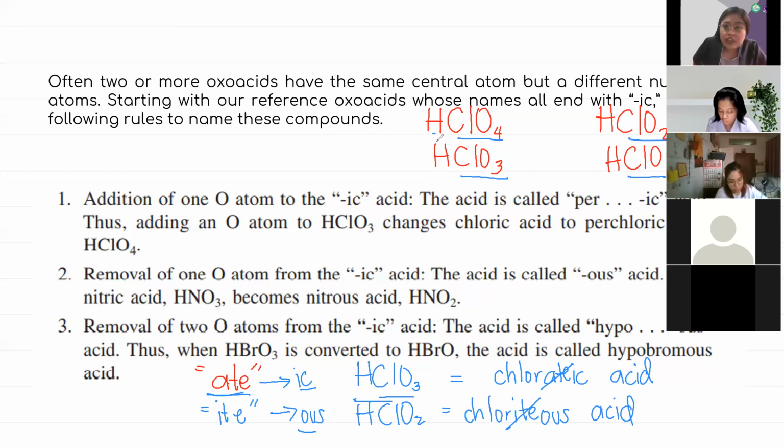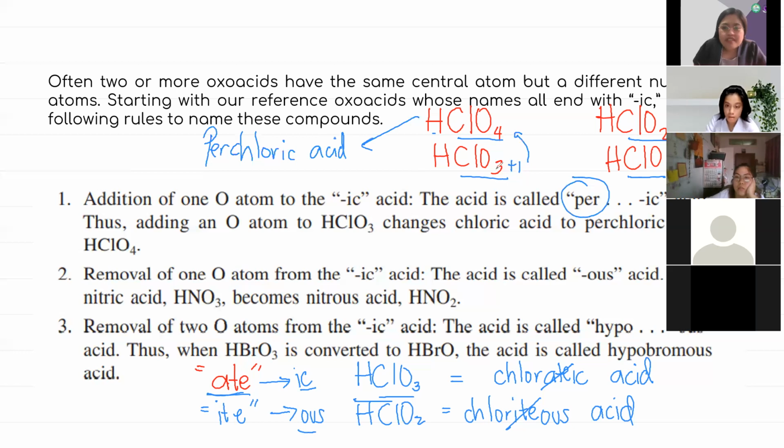Now, if you ask, what about HClO4 and HClO? Remember, class, when you add 1 oxygen to the IC, it becomes ClO4. That's the time you use the prefix per. A prefix means it is at the front. So you just add per: perchloric acid. This is our base here, HClO3, chloric. When it gains one more oxygen, you use the prefix per. So, perchloric acid. Again, perchloric acid.